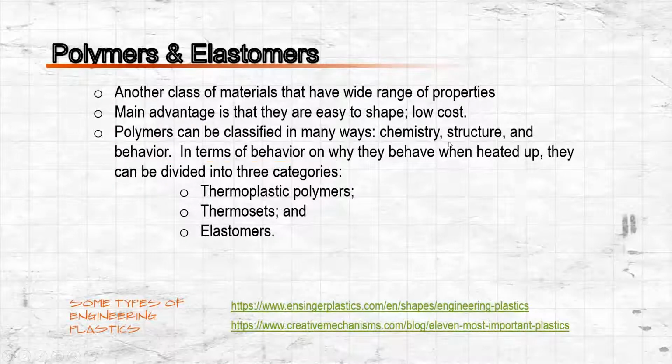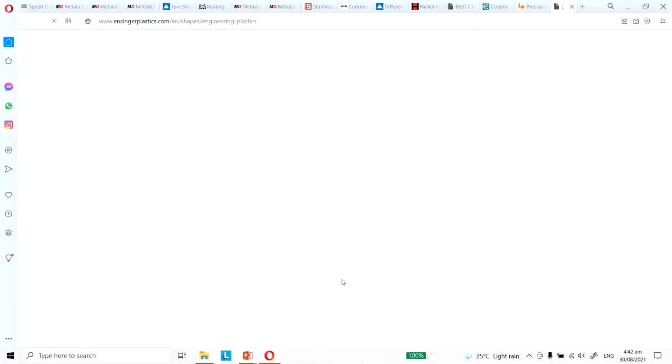Next one is the polymers. Another class of materials is the polymers and elastomers. The main advantage is that they are easy to shape, and low cost in terms of materials and in terms of manufacturing. Right here, let's check some types of engineering plastics.